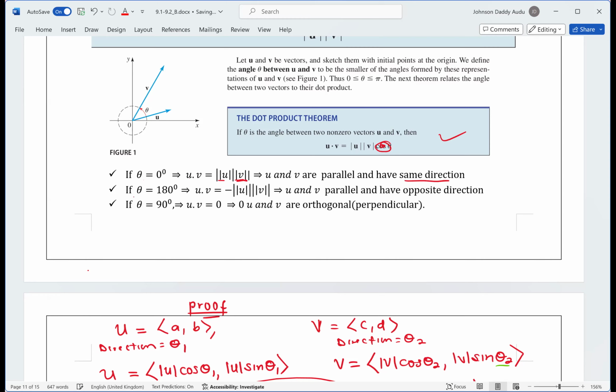Also, if theta is equal to 180, cosine 180, remember, is minus 1. So it means u dot v is going to be minus the product of the magnitudes. And what does that mean? It means that u and v are parallel and they have opposite direction. Also here, you have theta. If theta is 90, cosine 90 is 0. So it means that u dot v is going to be 0. Then we say that the two vectors are orthogonal.